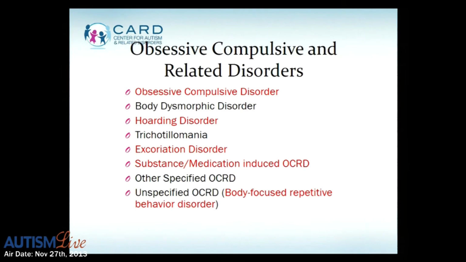The obsessive-compulsive and related disorders are listed below, and I highlighted in red the ones that I find to be very commonly seen in ASD. For instance, obsessive-compulsive disorder, which I will go further into. Essentially, obsessive-compulsive disorder is having obsessive thoughts about something and then doing compulsive behaviors to try to reduce those thoughts. Body dysmorphic disorder is one where you obsess about various aspects of your body.